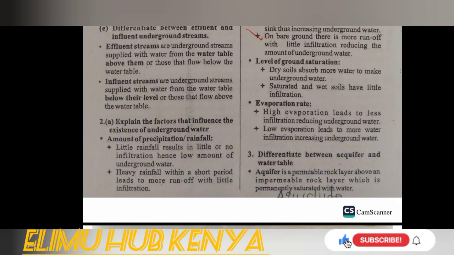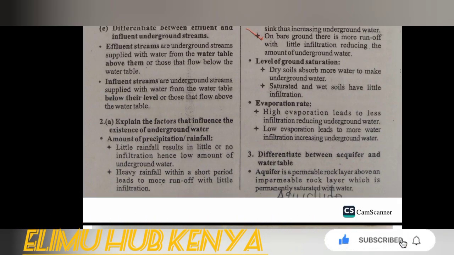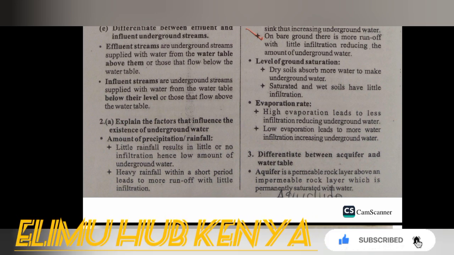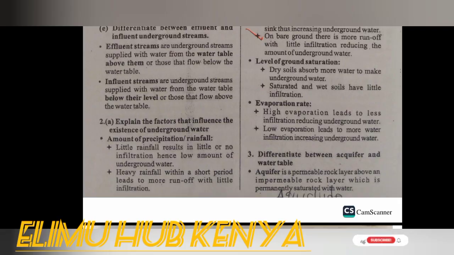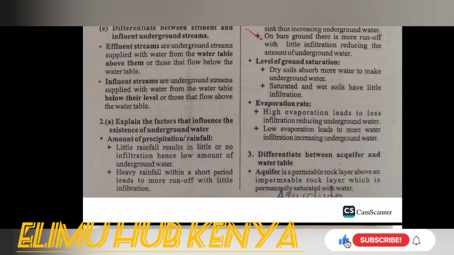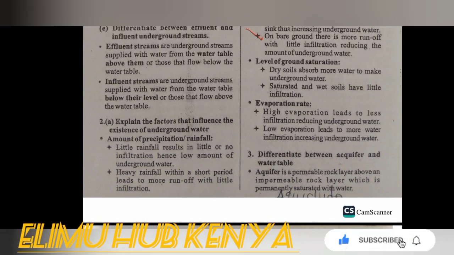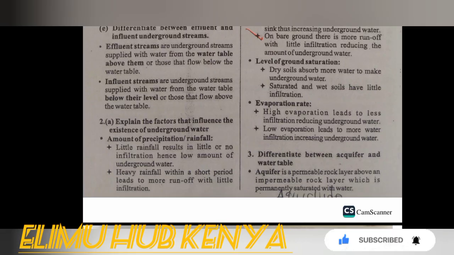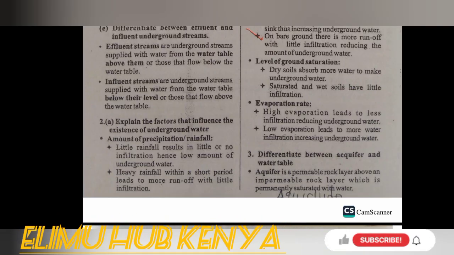It is also important to note that areas with reliable rainfall normally have more underground water than those with unreliable rainfall. If a place receives reliable rainfall, at the end of the day it will have an adequate amount of underground water as compared to a place that receives unreliable rainfall. In the case study, you can take maybe areas of Mount Kenya and the northern part of Kenya. Are we together?